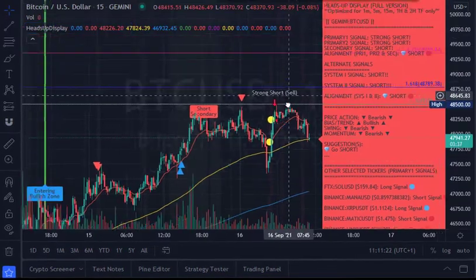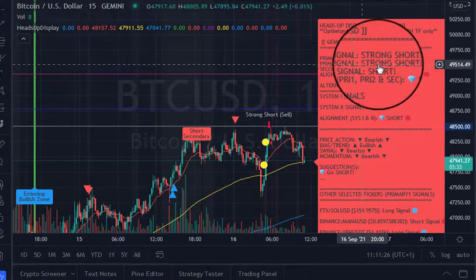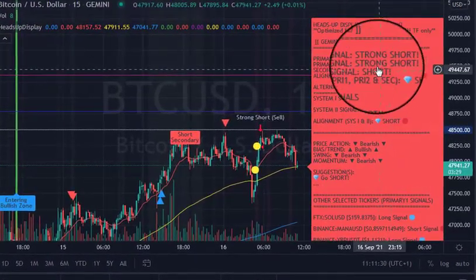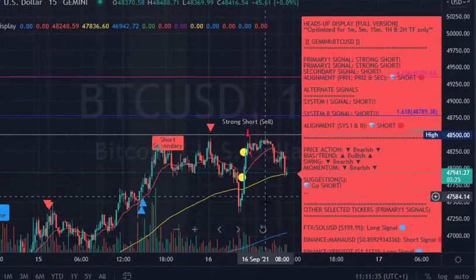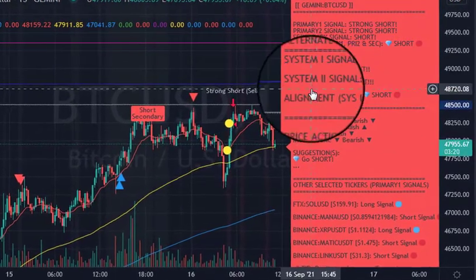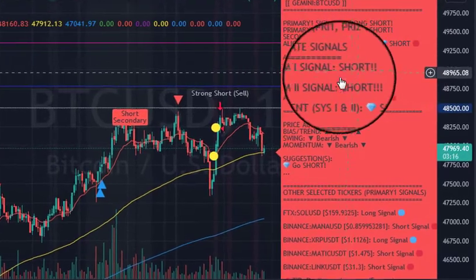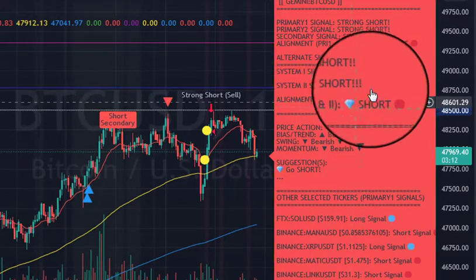Right. So currently primary 1 is short, primary 2 is short, secondary signal is short. There's an alignment of all three of them, and that is short. Then we now have another set of signals that are not on the chart. System 1 and system 2, they are for check purposes. They are also short, and they align as short. That's what this second part is about.